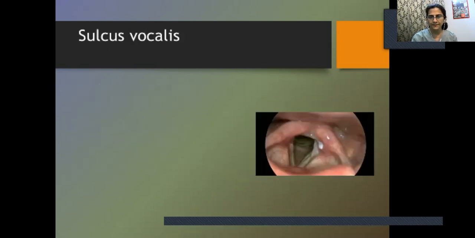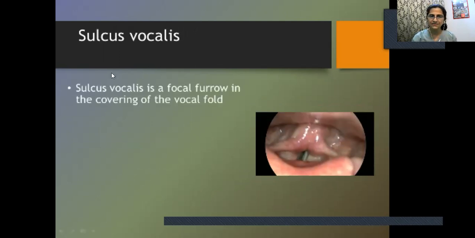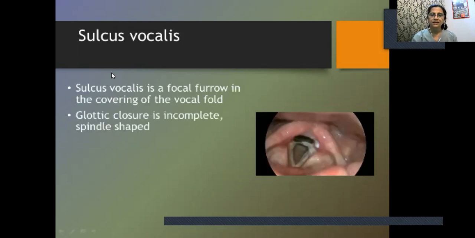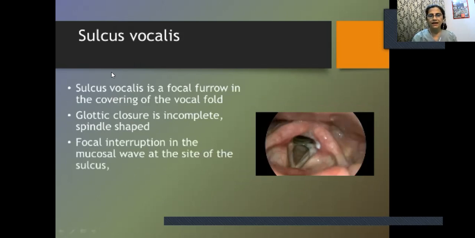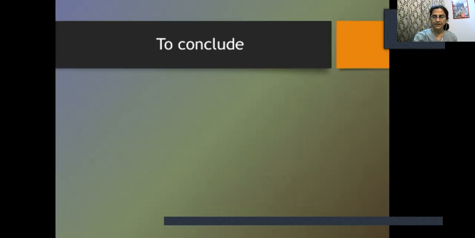Sulcus vocalis, we have seen this video, it's seen as a furrow which is running across the membranous part of the vocal fold. The glottic closure is incomplete and spindle shaped, and there is a focal interruption of the mucosal wave at the site of the lesion. Sometimes, in case of focal pits, there may be absence of mucosal wave at that particular site. Vibratory patterns are asymmetrical between the two sides.